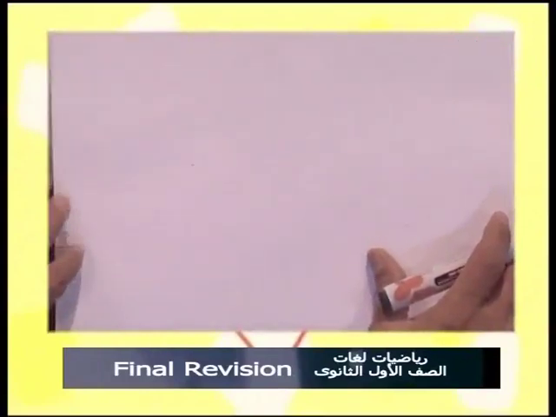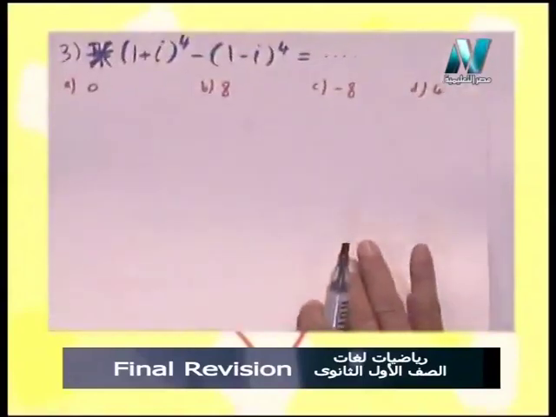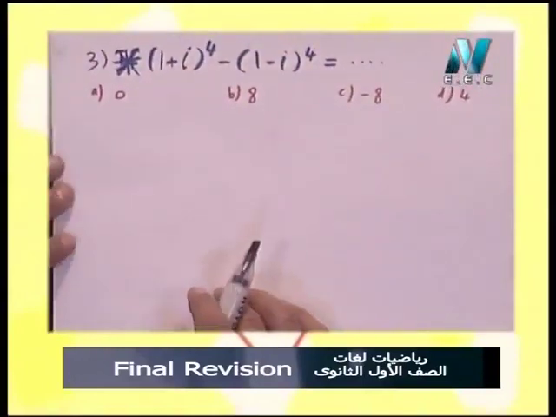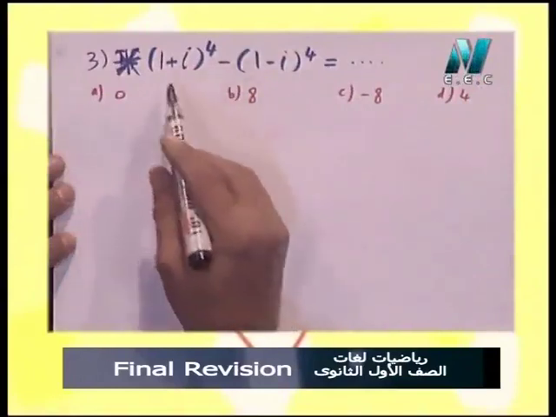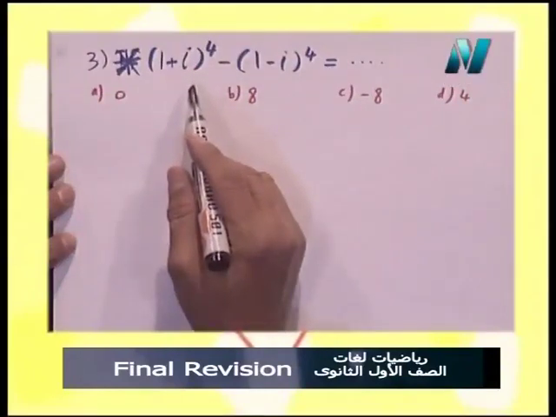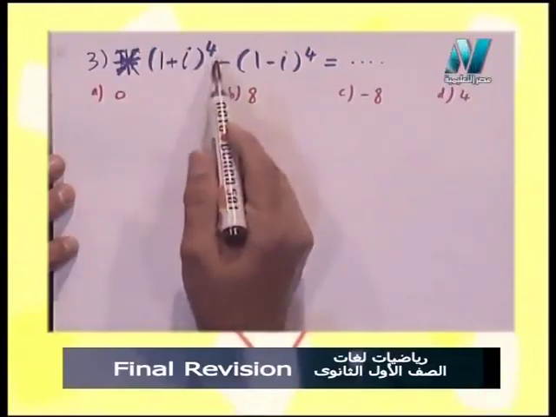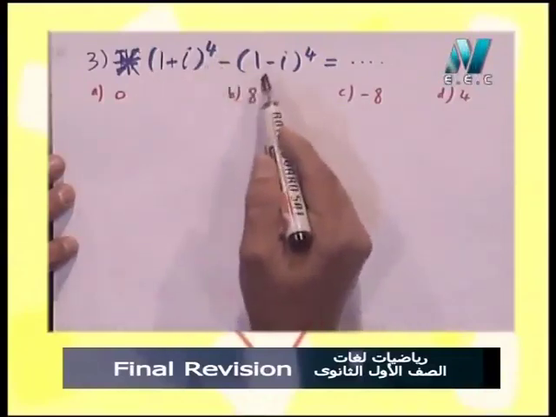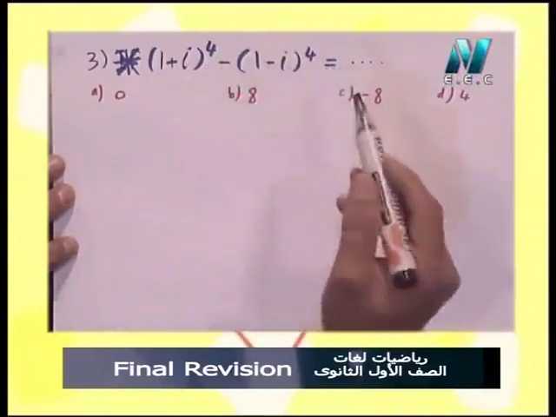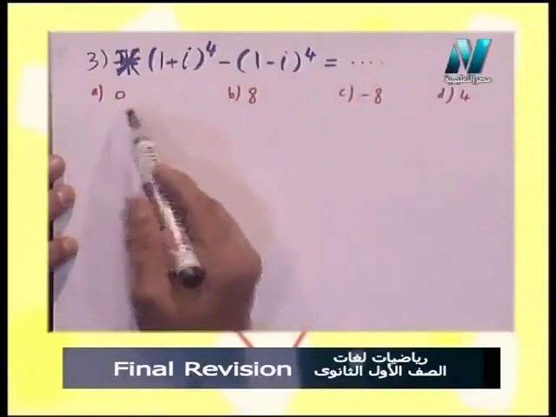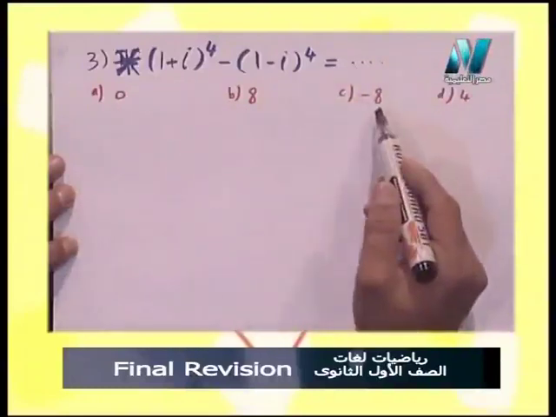Okay. We have here another question. It depends on i, the imaginary number, and complex numbers. If we have (1 plus i) all power 4 minus (1 minus i) all power 4, then what does this expression equal? Is it 0, 8, negative 8, or 4?